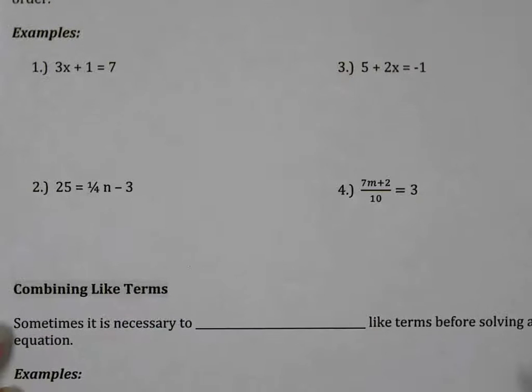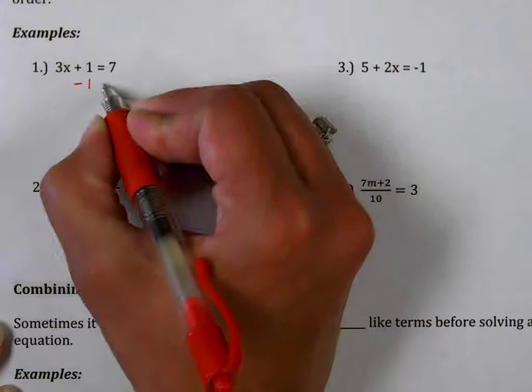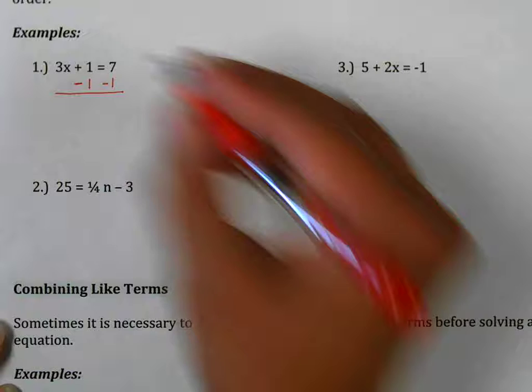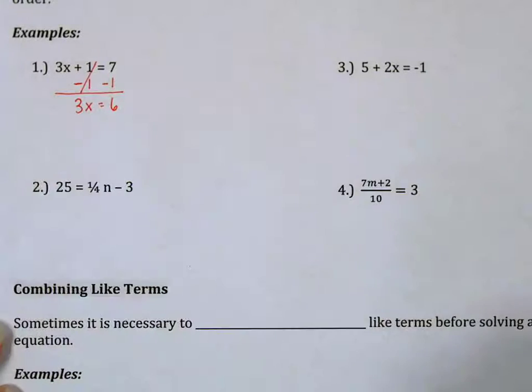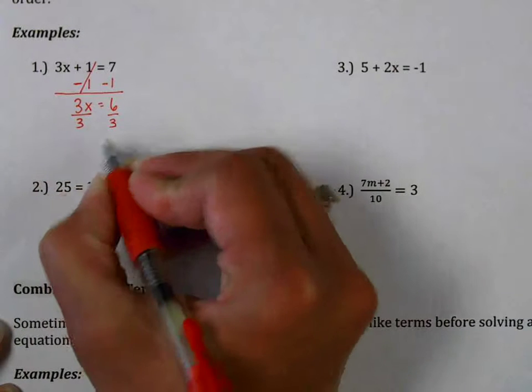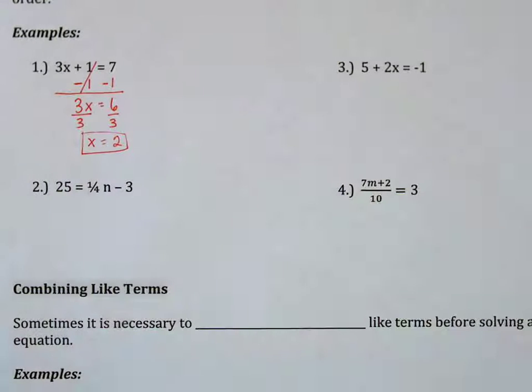So 3x plus 1 equals 7. The first thing we want to do is to take away the constant. What we do to one side, we must do to the other side. So these would cancel out, and we are left with 3x equals 6. Now 3 times x is multiplication, so we undo multiplication by dividing. And x equals 2. That's the basic process. We want to add or subtract first, and then multiply or divide next.